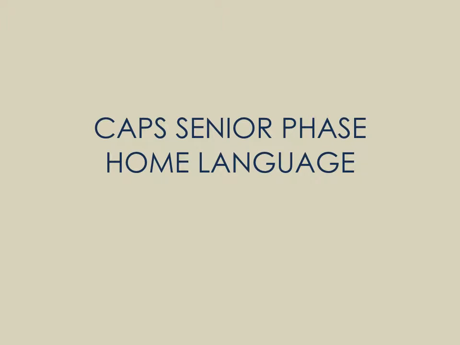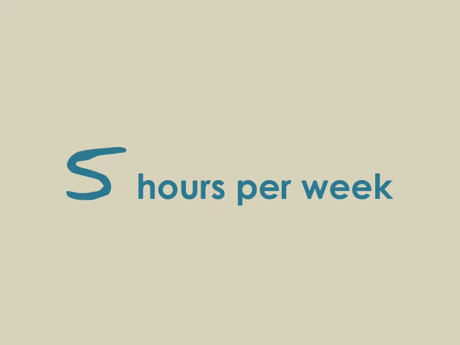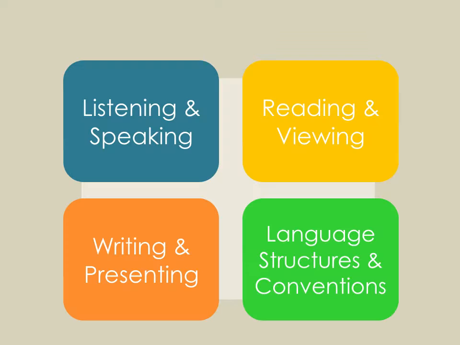This brief video clip just gives teachers an idea of what is expected from CAPS for your senior phase home language. Now, senior phase home language is allocated 5 hours per week. And in those 5 hours, there are 4 aspects that need to be covered: listening and speaking, reading and viewing, writing and presenting, and of course, language structures and conventions.